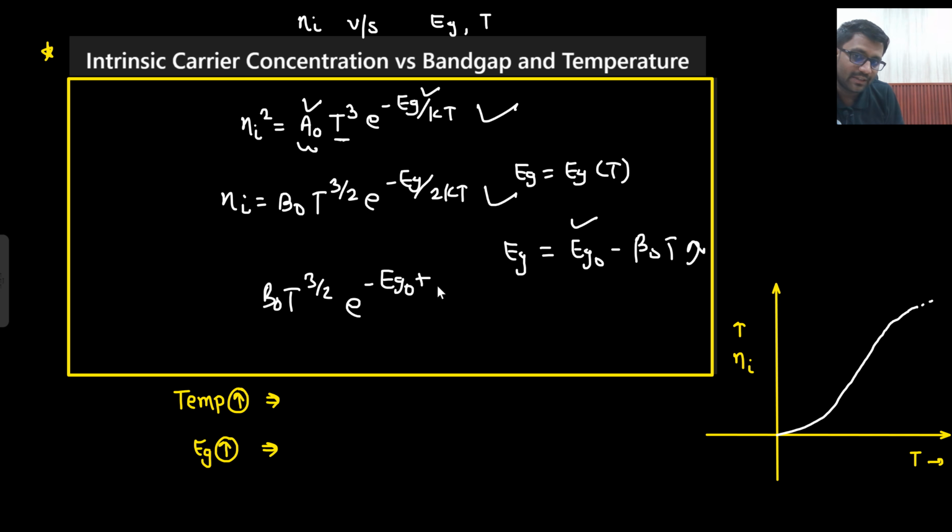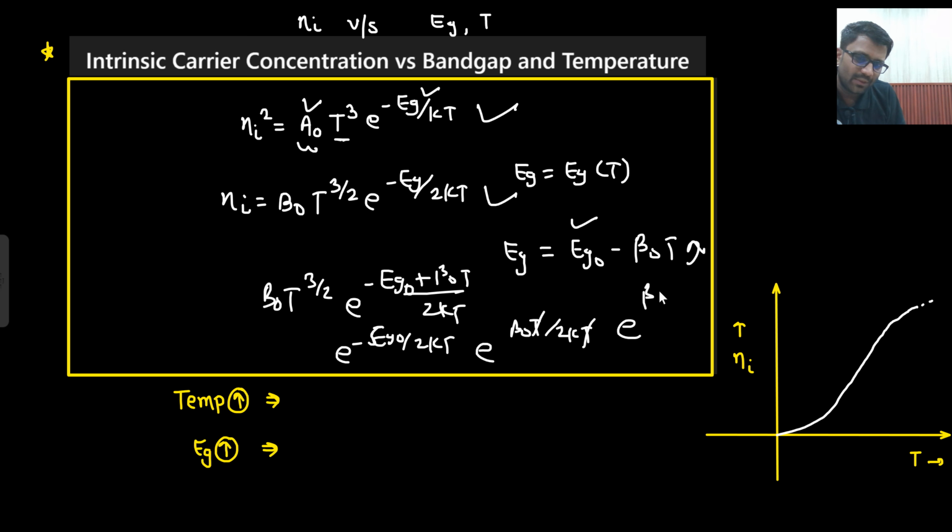Minus Eg naught plus beta naught T. Why plus beta naught T? Because there is a negative sign, divided by 2kT. Now e to the power minus Eg naught divided by 2kT, e to the power minus, plus sign is there, e to the power beta naught T divided by 2kT. So T and T get cancelled out.